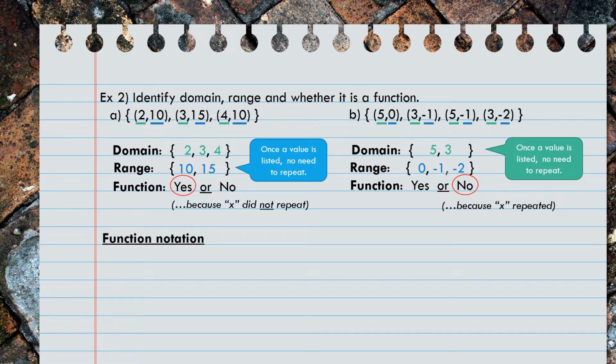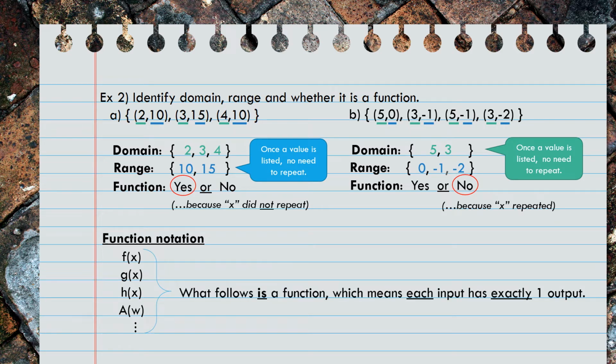Now we're going to talk about function notation and what that looks like. From this list, we see f of x, g of x, h of x, a of w, and then this list could continue. But anytime you see something written as such, what that means is whatever follows is a function, which means each input has exactly one output.